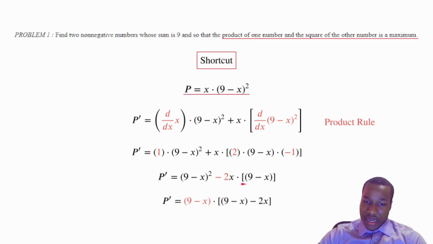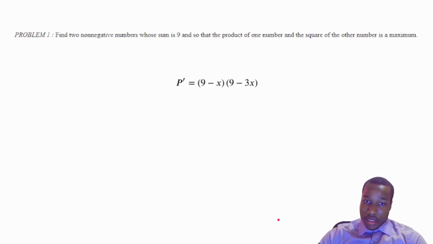And then finally, we can factor out the 9 minus x from both of these terms, which just leaves us with 9 minus x times 9 minus x minus 2x. And finally, we're left with p prime is equal to 9 minus x times 9 minus 3x in a perfectly factored form. So what we do with this is we let p prime equal 0.